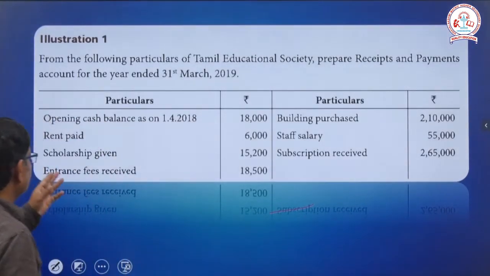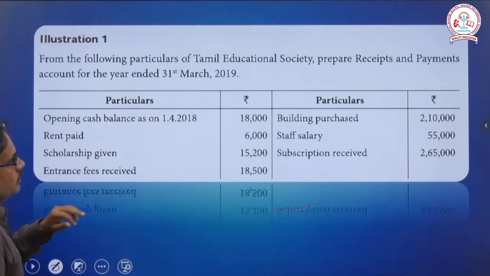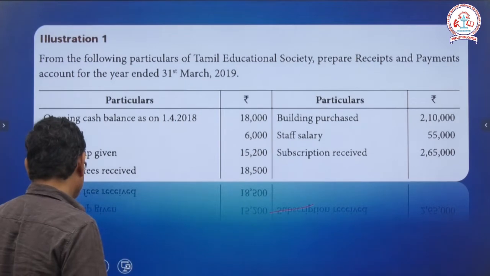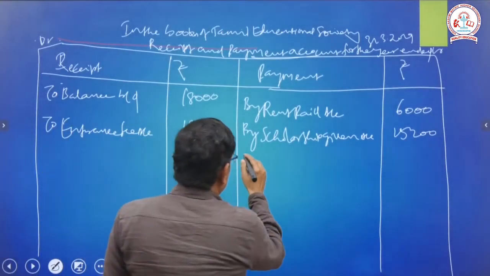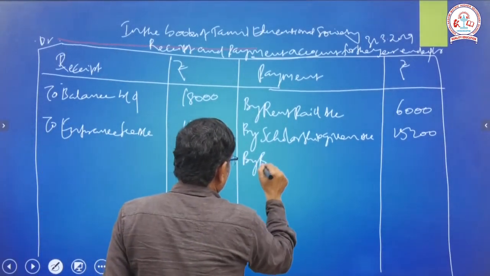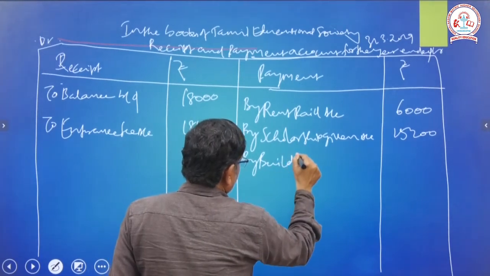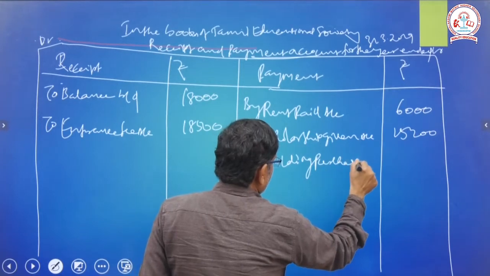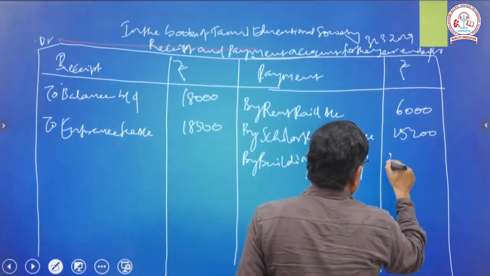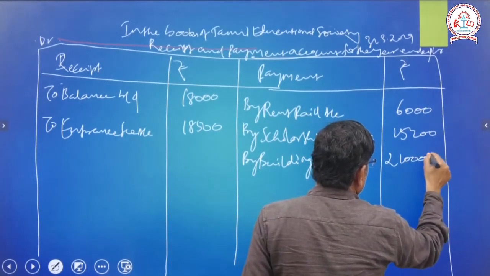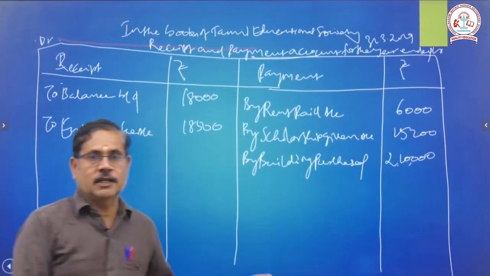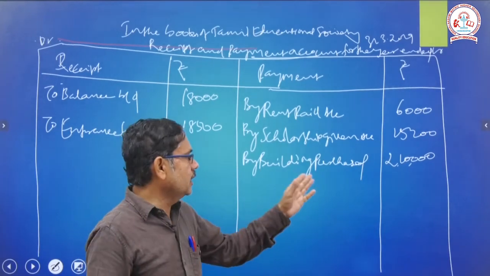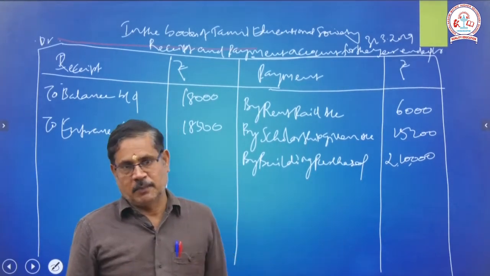And next, entrance fee received we entered, rent paid we entered, scholarship given. Next we will move on to purchases. So, building purchase 2,10,000. Write it here, by building purchased 2,10,000. For the purchase we have paid the money and purchased the building. So, based on that the amount will appear on your payment side, right.